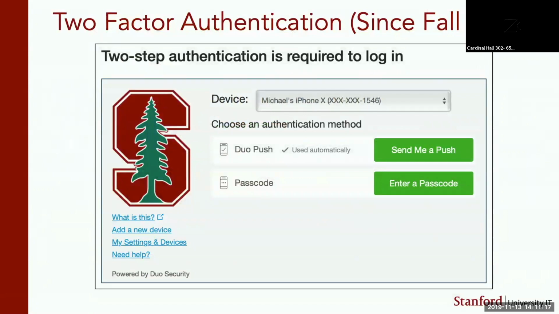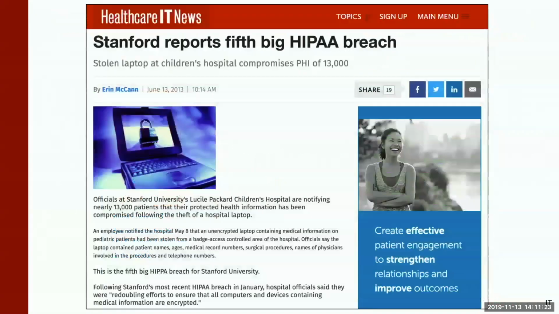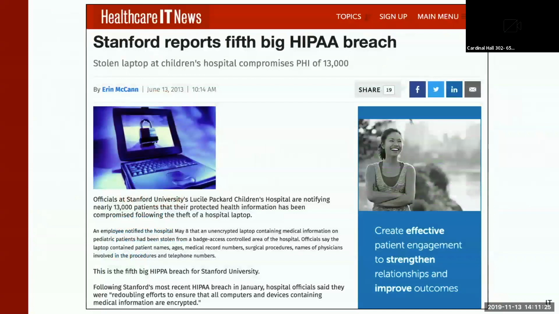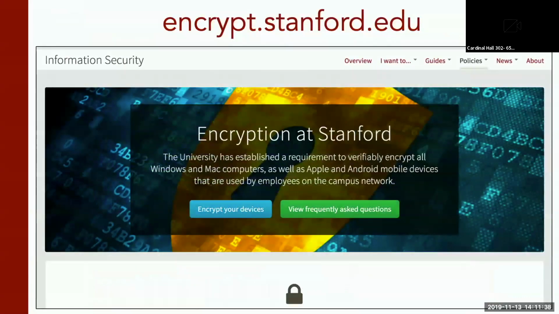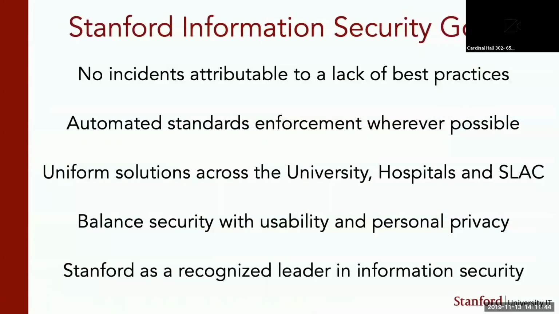So we did that back in the fall of 2013, and that was one component that we needed in place. Well, around the same time, we had a series of lost and stolen devices that contained unencrypted medical records. And that launched an encryption effort campus-wide. So here's our encrypt.stanford.edu website. But we know that it's difficult to get people to do things where it's opt-in.